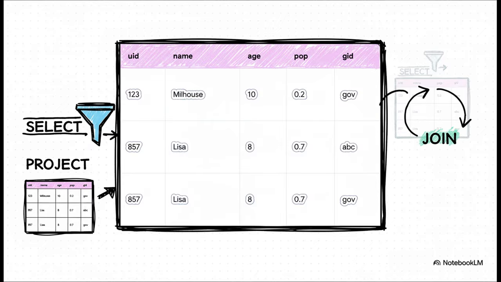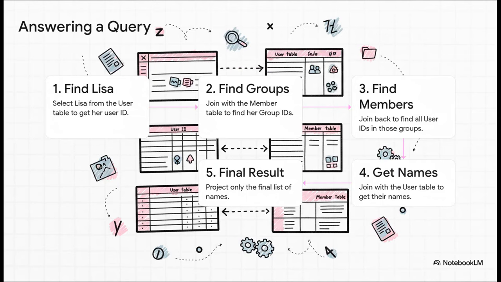So when we perform a join on that shared UID column, check it out. We get this brand new, wider table, and now all of a sudden we can see the user's name right next to the group they're in. We've instantly connected the dots between two separate facts. This is absolutely fundamental. And now we can start snapping these simple operators together to answer some really complex questions.